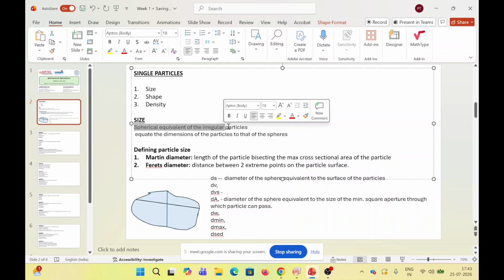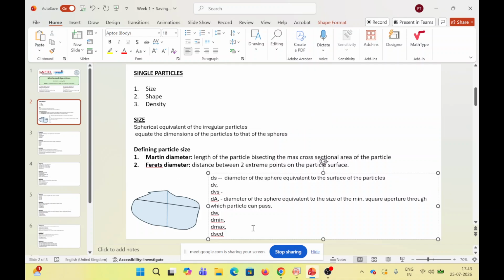So in order to know the spherical equivalent, we basically fix a property, and based on that property we define the spherical equivalent for the irregular particles, so that we can easily handle them. So basically we need to know which property we are going to target. Based on that target property, we find the spherical equivalent of the irregular particles, and then do the particle size analysis. So this is about the particle size.